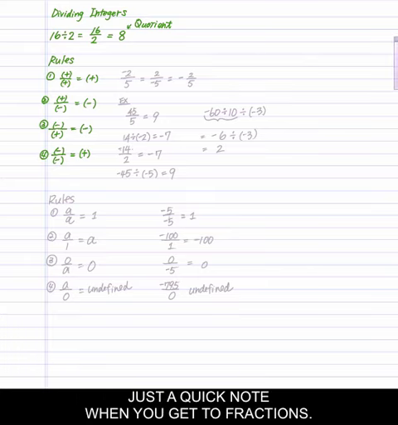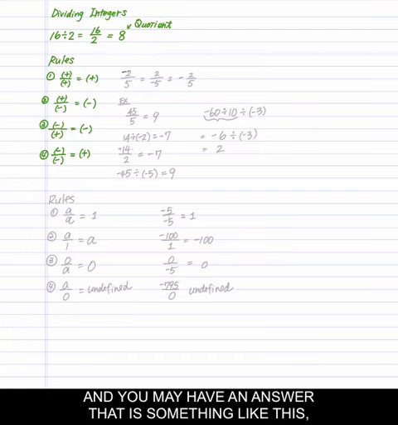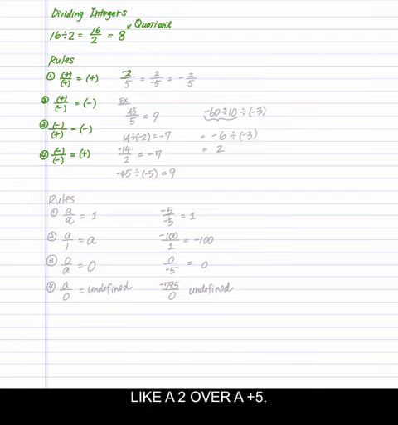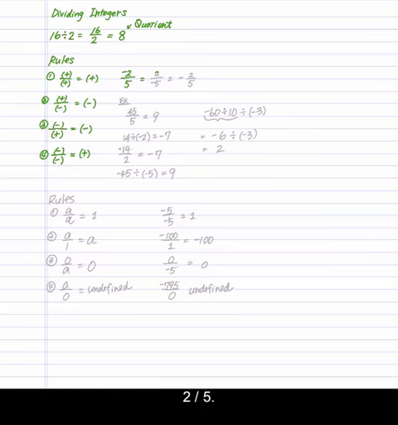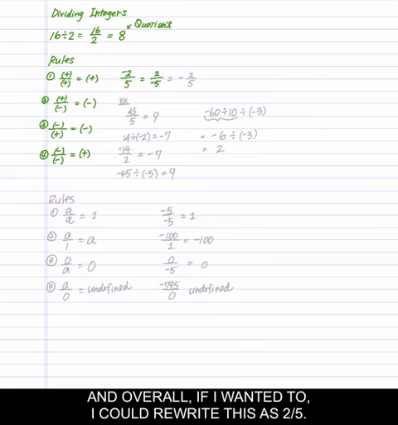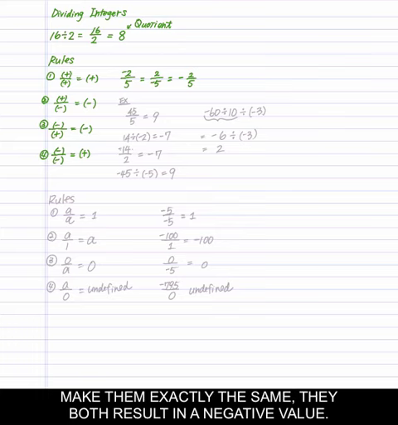Just a quick note when you get to fractions later in the semester. You may end up with an answer that is something like a negative 2 over a positive 5. You could rewrite that because of rules 2 and 3 as 2 over negative 5. This is the exact same value. And overall, if I wanted to, I could rewrite this as negative 2/5. And again, the reasoning is because rules 2 and 3 make them exactly the same. They both result in a negative value.